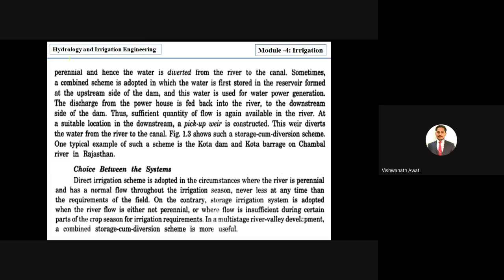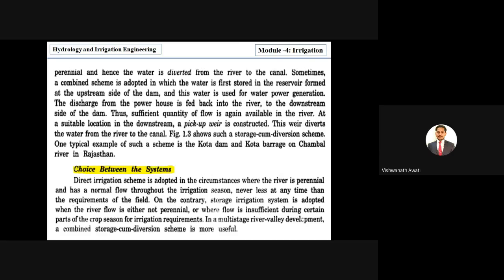So as I told, it depends on both. Here the river is perennial and hence water is diverted from the river to the canal. Then we will see the choice between the systems, and even from here you can get why they made different classifications: direct irrigation, storage irrigation, and combined irrigation.